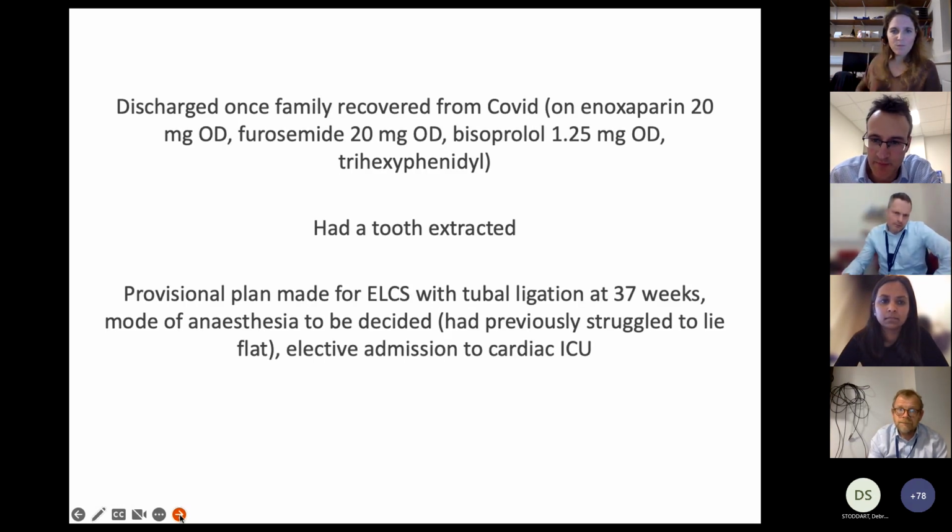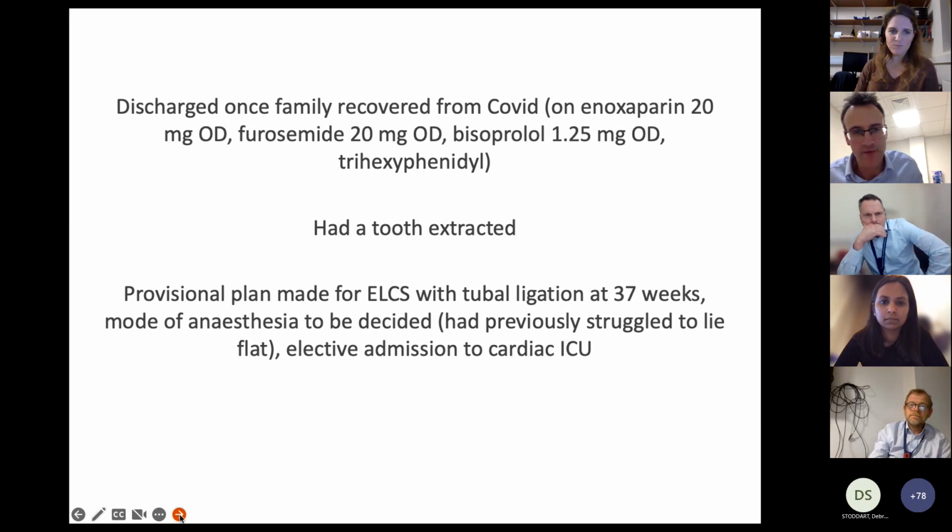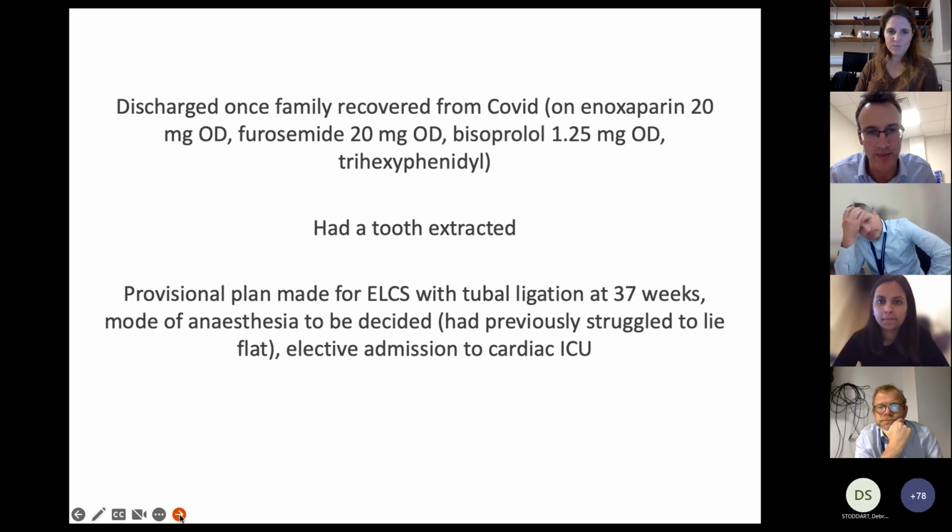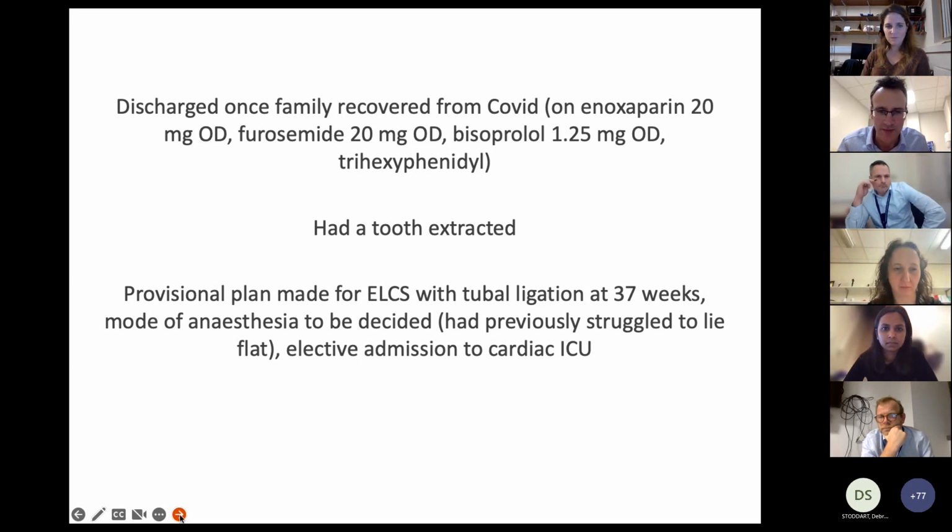So we did keep her in mainly for that reason, not wanting to send her home until her family had fully recovered and were negative for COVID. But we then did let her go home on some prophylactic low molecular weight heparin, as you mentioned, Catherine, a small dose of continued diuretic and a small dose of beta blocker, bisoprolol. That's the other drug there, an antispasmodic. And we took advantage. She had a tooth extracted while she was with us as well.